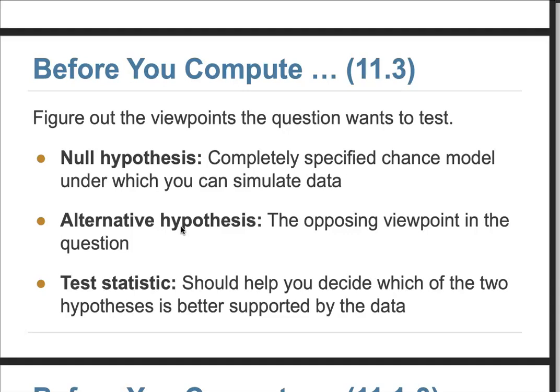In order to do the testing, we need to do a simulation. But how do you do a simulation? You need to find out which test statistic you can use. That will help you decide which of the two hypotheses is better supported by the data. So we either reject the null hypothesis or we accept the null hypothesis.